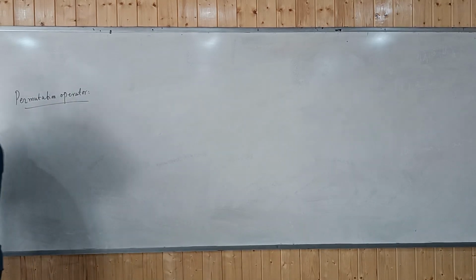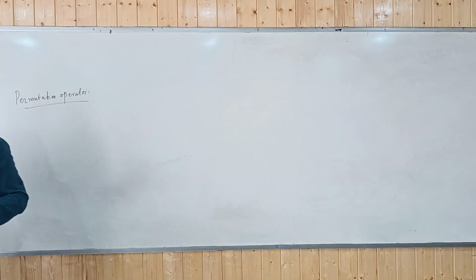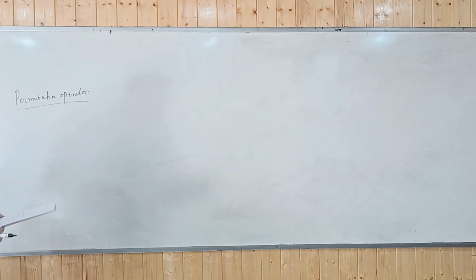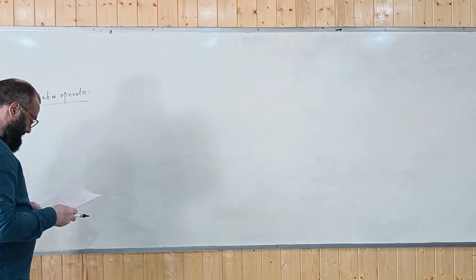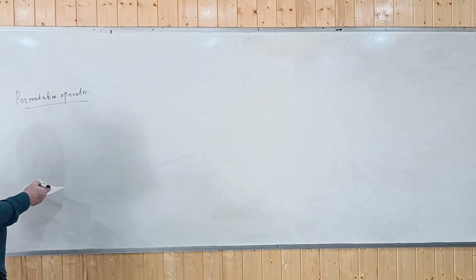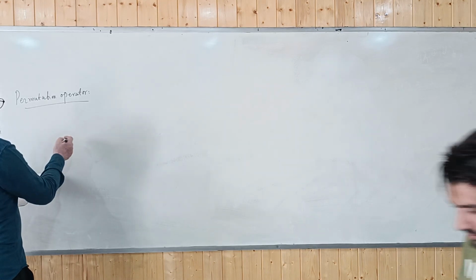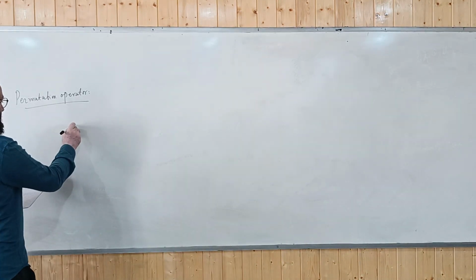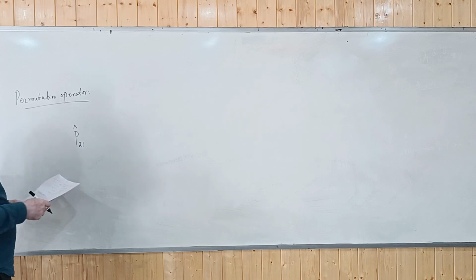Let's start with this thing. Okay, so let me recap what we had done yesterday. So we'll be considering an operator P21, which permutes.